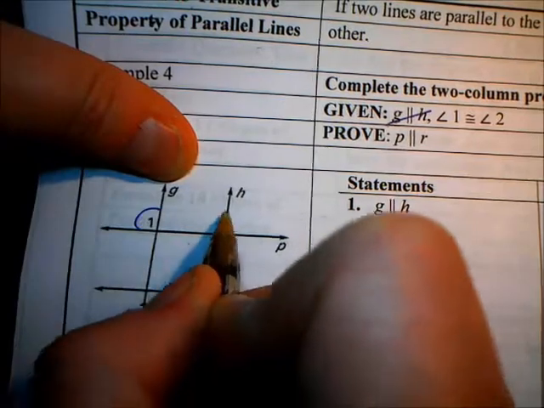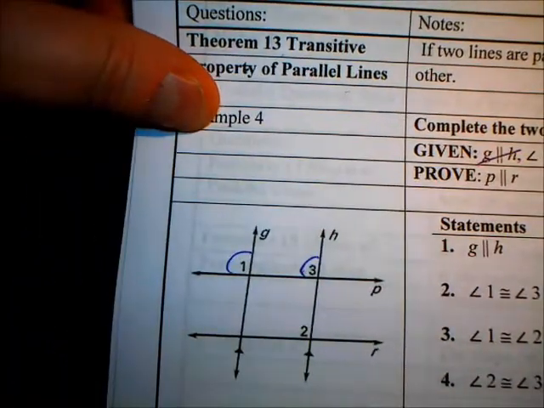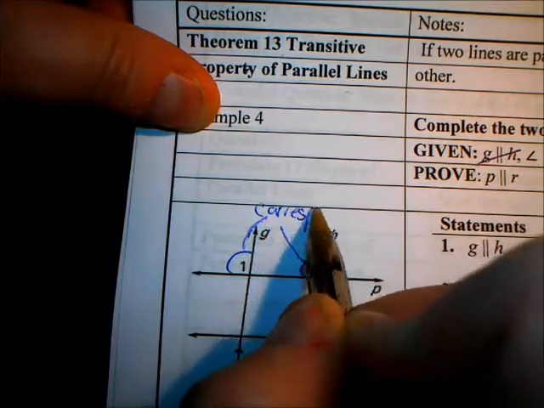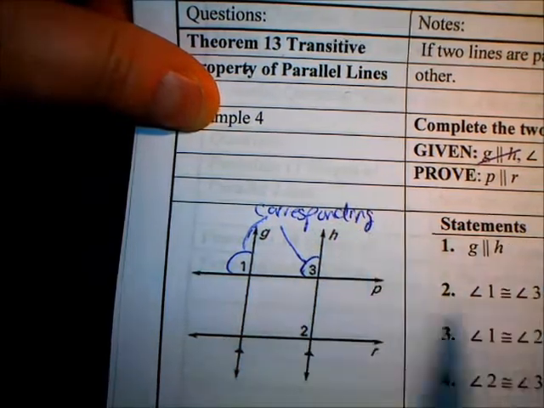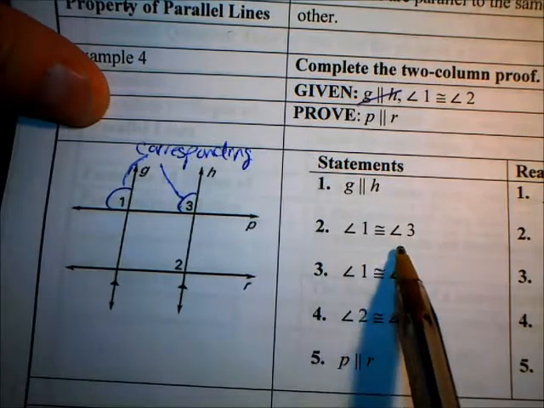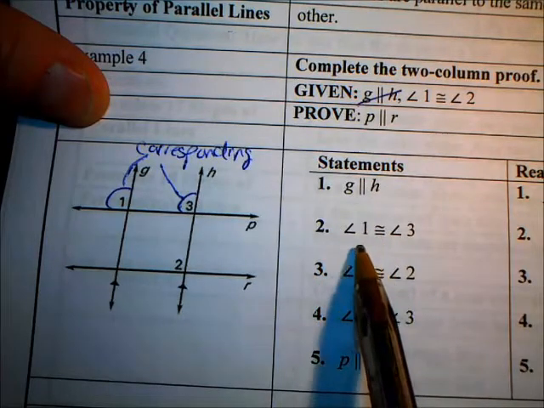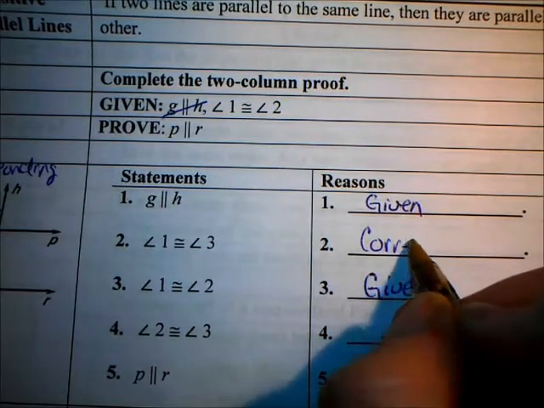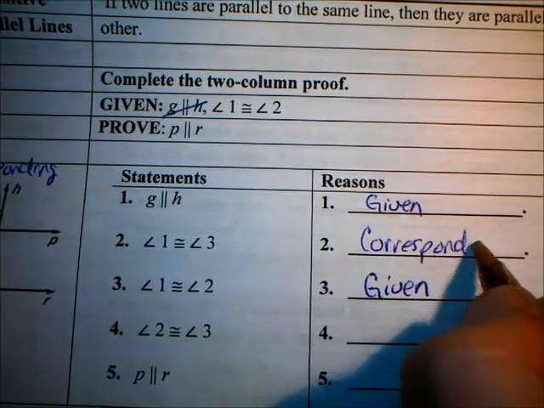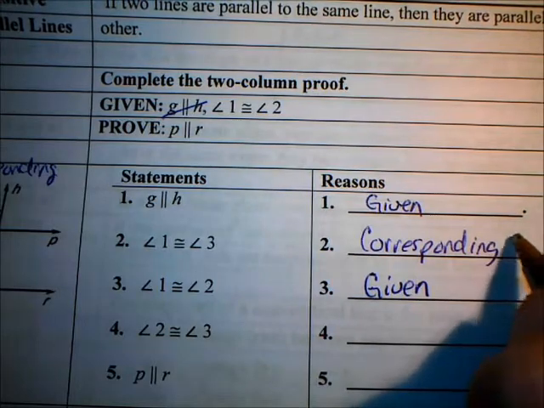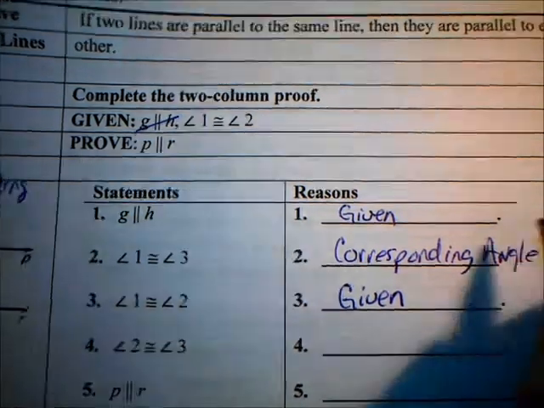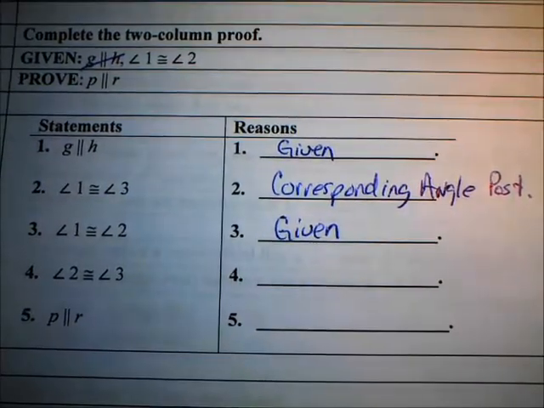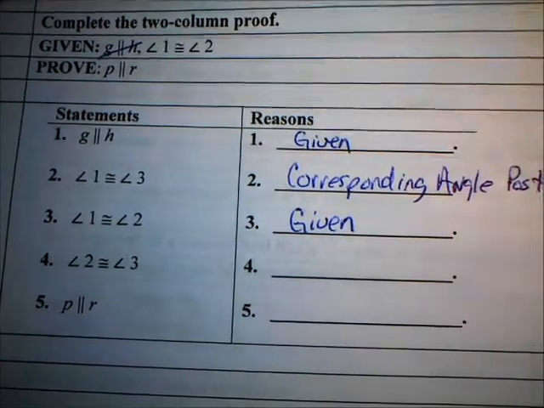Well, 1 and 3 are what kind of angles? Okay, those are corresponding angles. And realize we're given that the lines are parallel, and we're asked what the angles are, so that means this is the corresponding angles postulate. Corresponding angles is always the postulate.